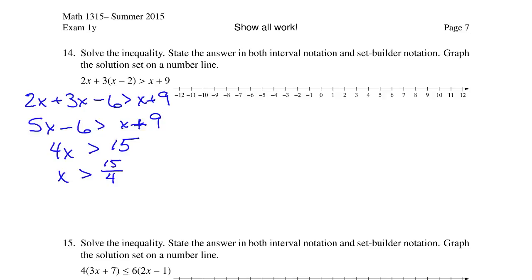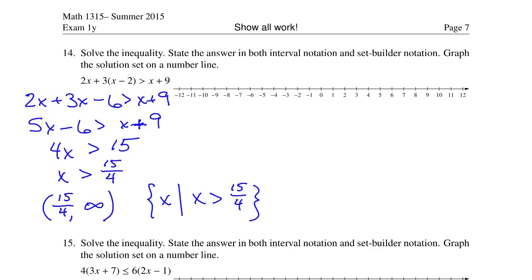When we write that in interval notation, that would be 15/4 to infinity. Open at 15/4. When we write it in set builder, that's x such that x is greater than 15/4. 15/4 is between 3 and 4, just shy of 4. And so this is going to be right here. Up there. And to infinity.